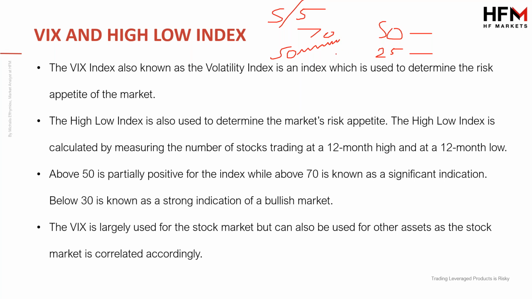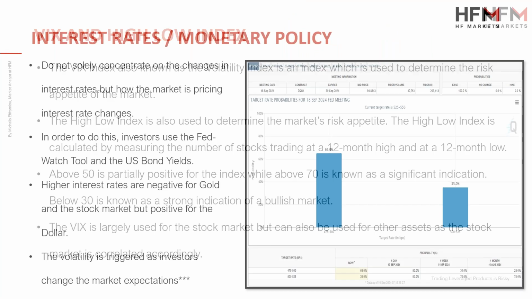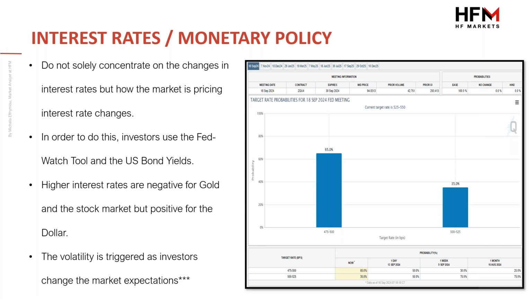So this is showing that risk towards Dow Jones is becoming stronger. So this is again something you can use as part of your analysis. So the VIX and the high-low index, very important.